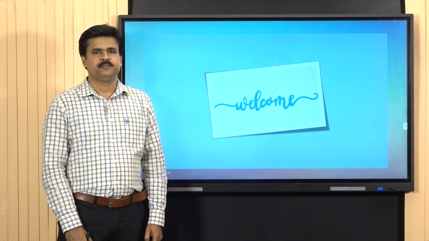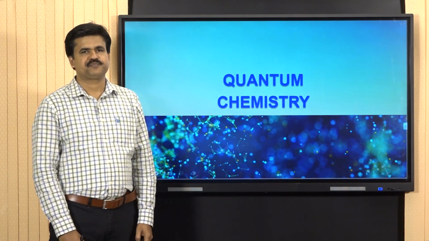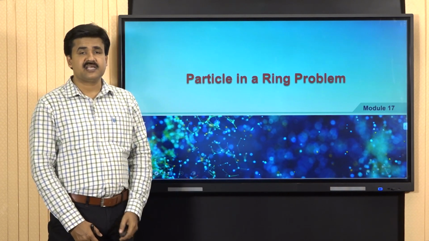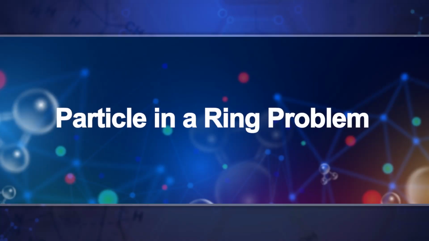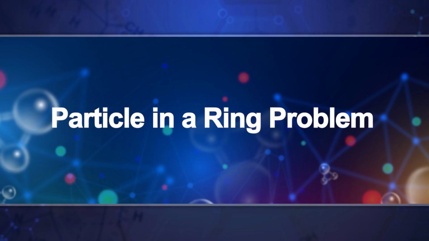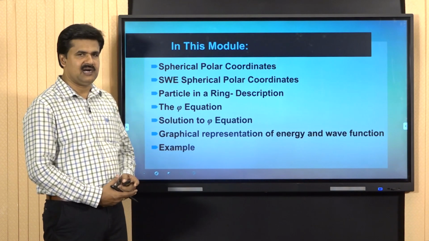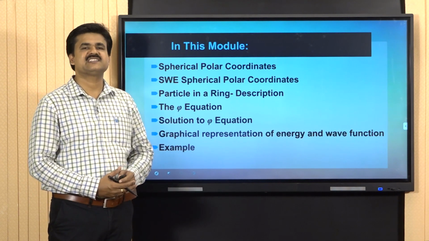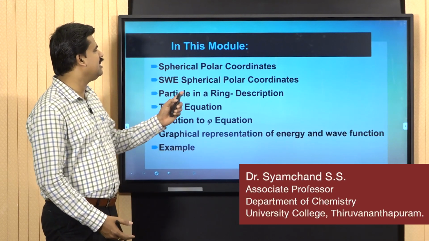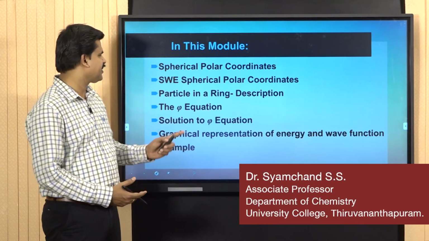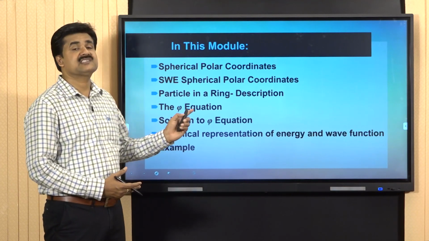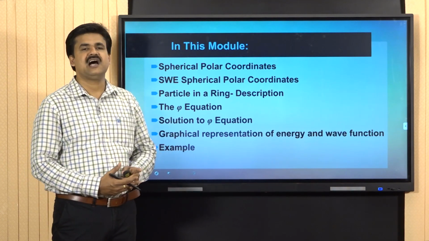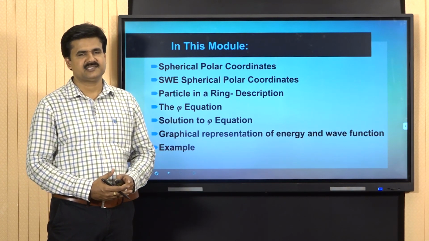Welcome dear learners. We are studying quantum chemistry and in this module we are discussing the particle in a ring problem. The contents of this module are spherical polar coordinates, Schrodinger wave equation in spherical polar coordinates, particle in a ring description, the phi equation, the solution to the phi equation, the graphical representation of energy and wave function, and examples.